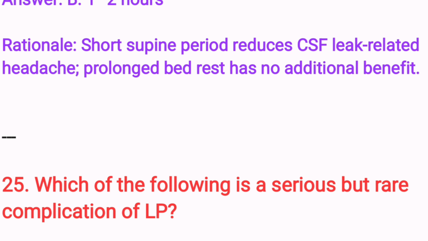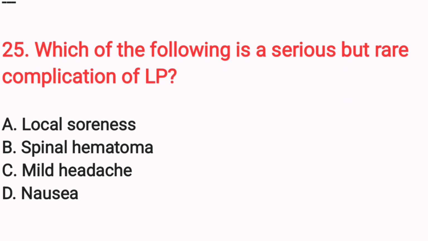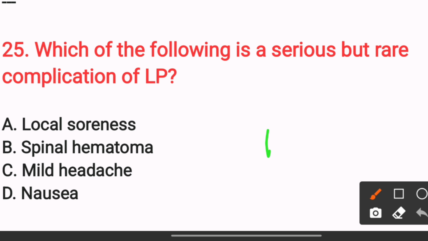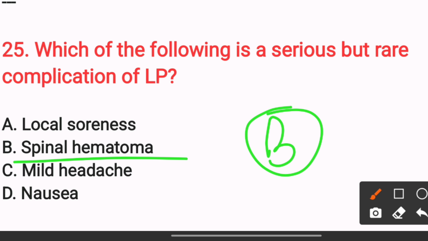Next, which of the following is a serious but rare complication of LP? Option A, local soreness. Option B, spinal hematoma. Option C, mild headache. Option D, nausea. The answer is option B, spinal hematoma, because the hematoma can compress the spinal cord or the nerve root, and the risk increases in coagulopathy.